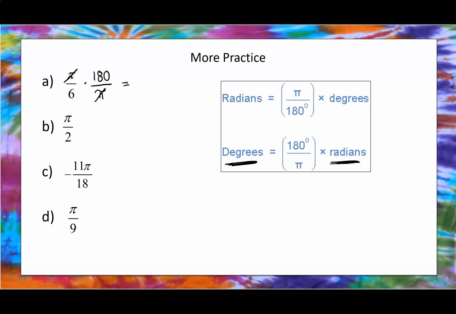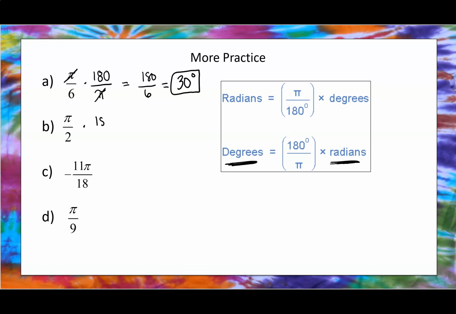I'm going to multiply across and I get 180 divided by 6. Go ahead and throw that in your calculator. And I get 30 degrees. That's actually one we should have memorized, the fact that pi over 6 is going to be 30 degrees. Pi over 2, we actually know the answer to this is what? Yep, 90, exactly.